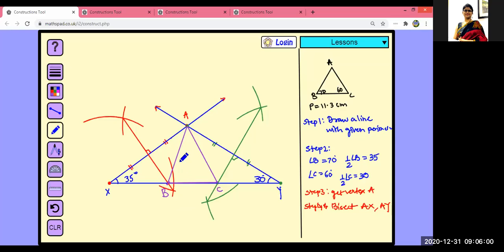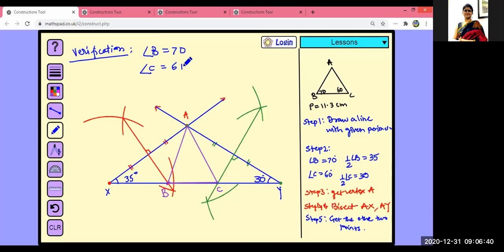Now let us check if this construction is correct. Okay, so before that, step 5 was to get the other 2 points and we get the complete triangle. Fine. Let's look at the verification. How do we check if our construction is perfect? So we can do that by checking angle B and angle C. Angle B was supposed to be 70 degrees and angle C was supposed to be 60 degrees.